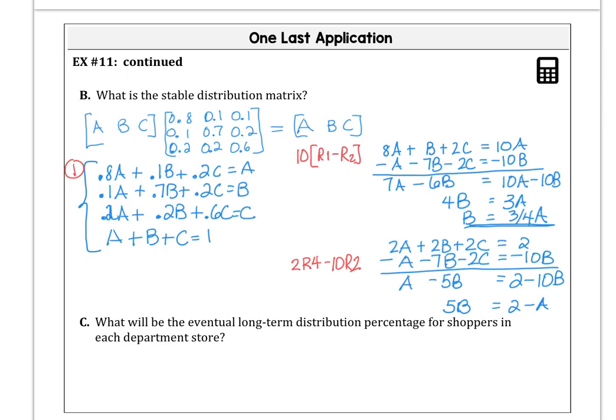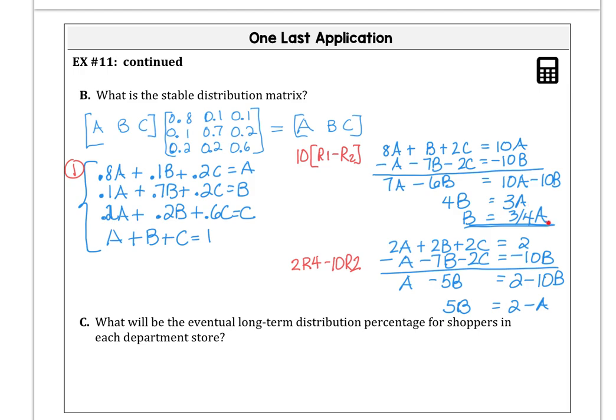So to work this out the long way, I'm thinking if I take 10 times row 1 minus row 2, so 10 times each one of these terms gives me this, and 10 times each one of these gives me this, but we want to subtract row 2 from row 1. That gives us 7A minus 6B is 10A minus 10B. Collecting like terms for B, we got 4B is 3A, so B is 3/4 of A.